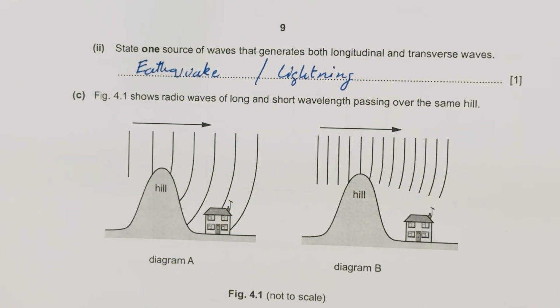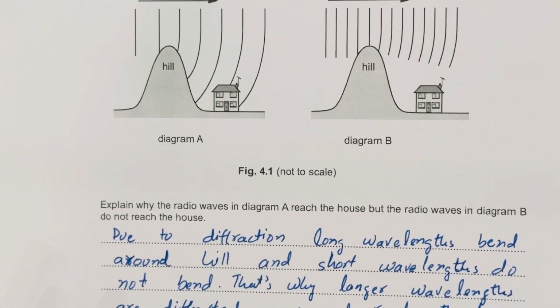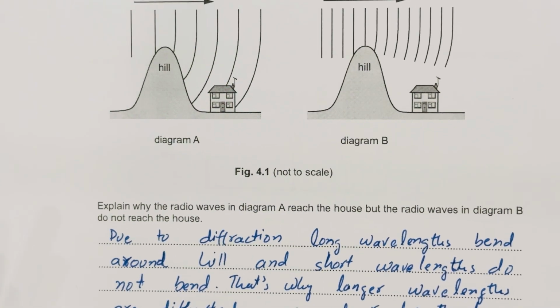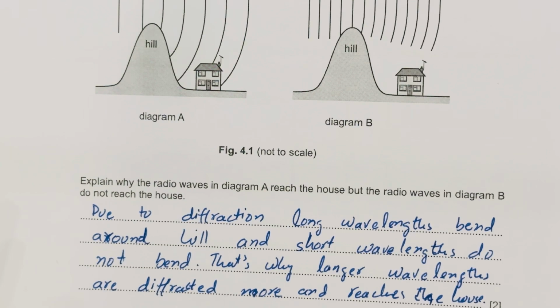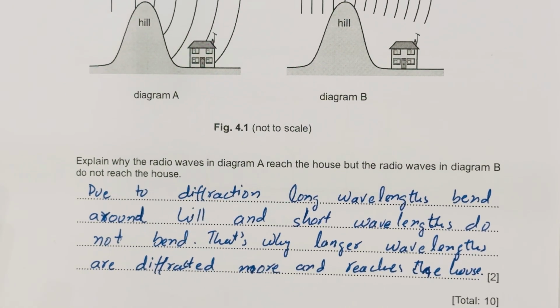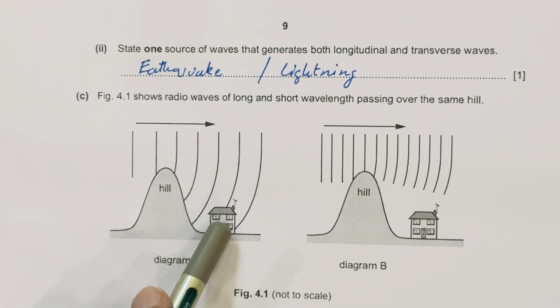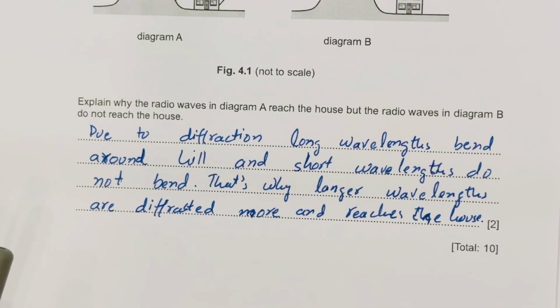Moving to its next part, figure 4.1. Figure 4.1 shows the radio waves of long and short wavelength passing over a small hill. Explain why the radio waves in diagram A reach the house, but the radio waves in diagram B do not reach the house. You can see that here it reaches and here it doesn't. It is due to the diffraction.